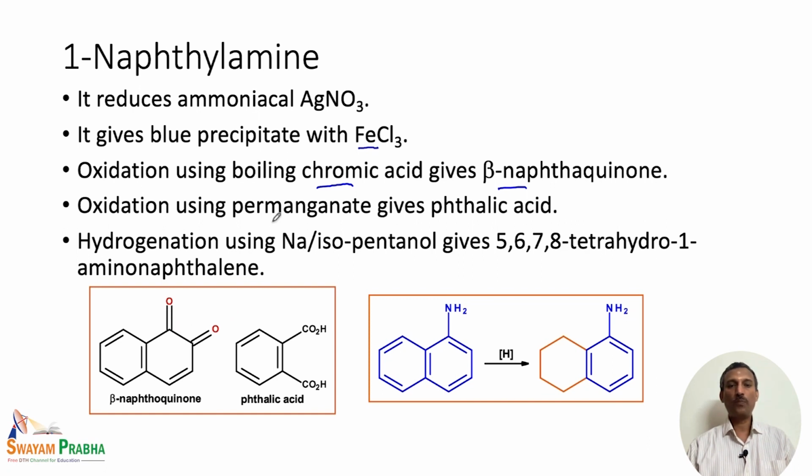And if you use permanganate, which is a much stronger oxidizing agent, that leads to phthalic acid formation. This reaction we have also seen when we studied the structural elucidation of naphthalene. The presence of the amino group activates this particular aromatic ring for easy oxidation. The activation leads to the breakage of this particular bond on oxidation, giving the corresponding phthalic acid derivatives. And when we do the hydrogenation of aminonaphthalene, the second ring undergoes reduction. When the hydrogenation is carried out with sodium and isopentanol, we end up with 5,6,7,8-tetrahydro-1-aminonaphthalene.